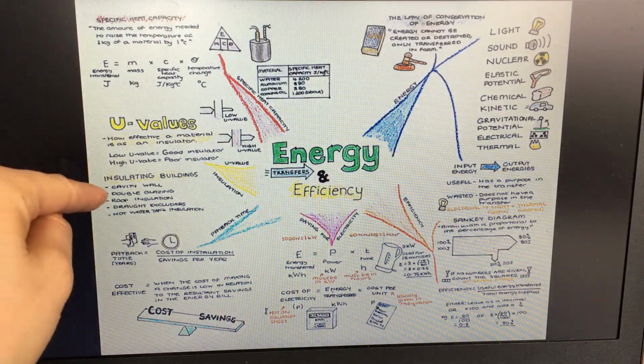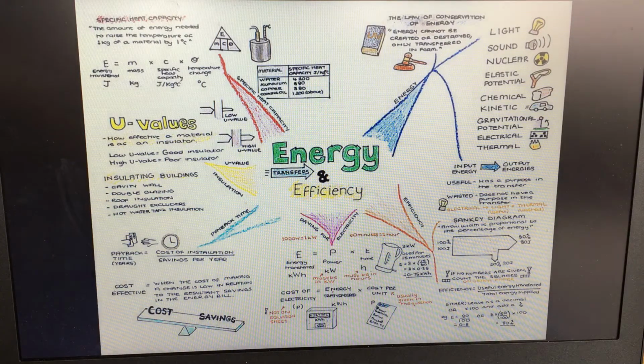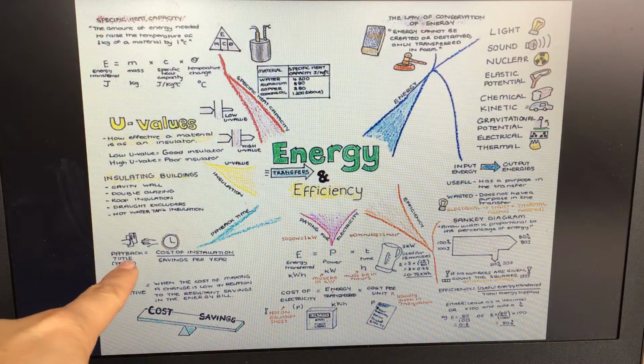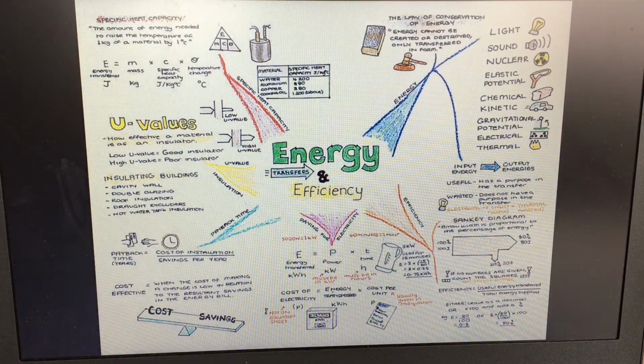You need to be aware of ways to insulate buildings. So you have cavity wall insulation, double glazing, you also have triple glazing, roof insulation, draft excluders, hot water tank insulation. It's just ways that you can make your house more efficient. So basically, don't lose that much heat from your home. Payback time is in years, okay? It is the cost of the installation itself divided by how much savings you get per year.